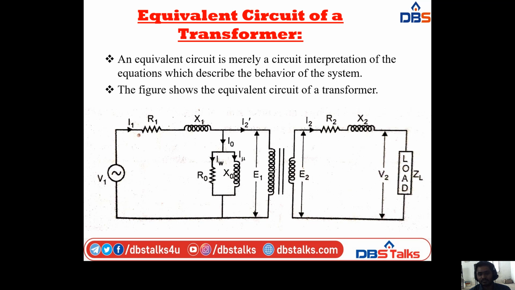It consists of two components, that is IW and IMU, the working component and the magnetizing component. Like that we have different components. I have discussed this in the previous classes in the phasor diagram. On the right side we have the secondary winding connection. The secondary winding is connected to the load, that is ZL, and it is also connected to the resistor and inductor combination, and it also consists of the EMF E2, the current I2 and the voltage V2.